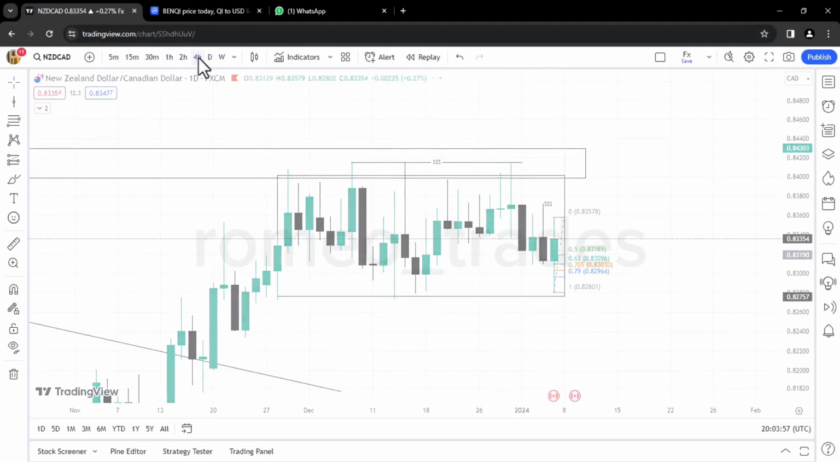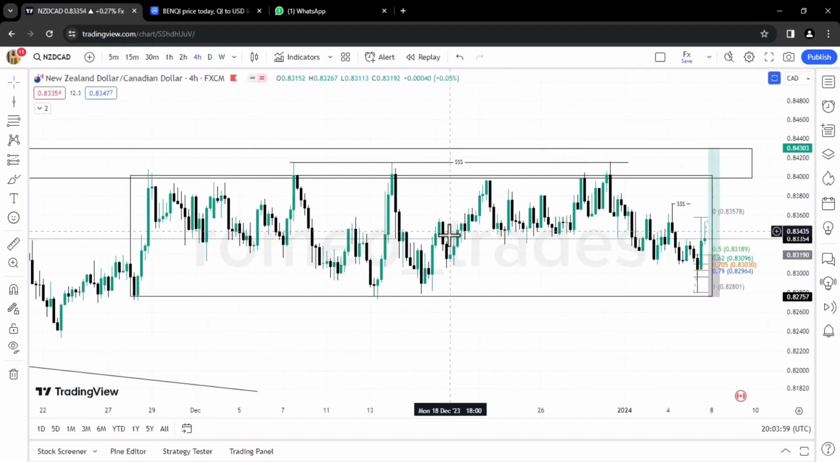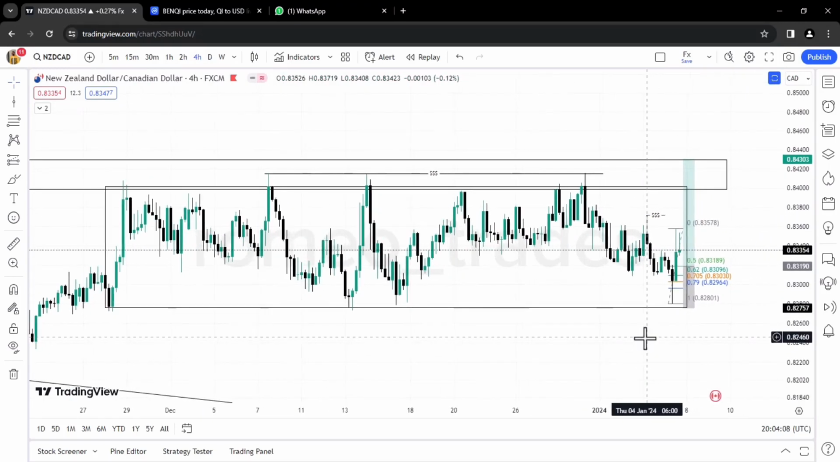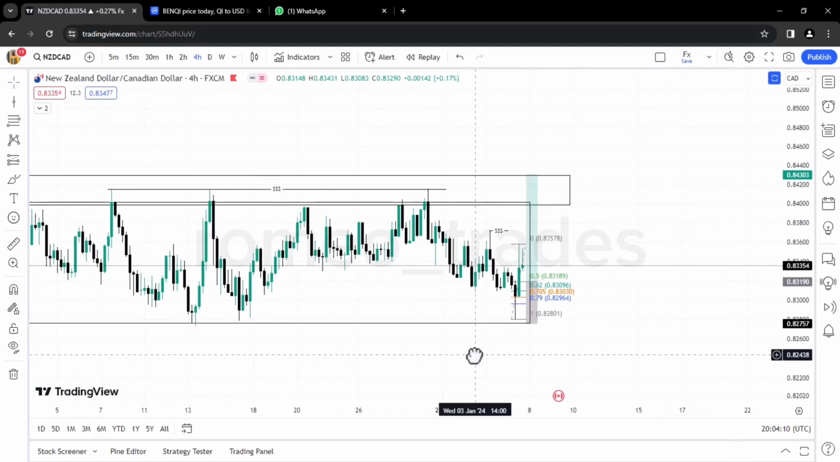So let's look at it on the 4-hour time frame. Like I said, you could see the market consolidating, building orders in order to move price to the other direction.